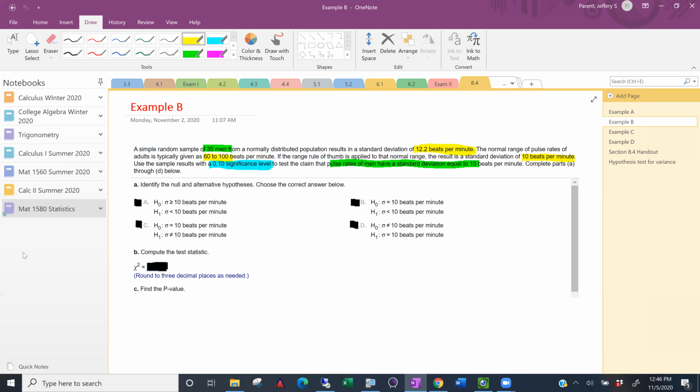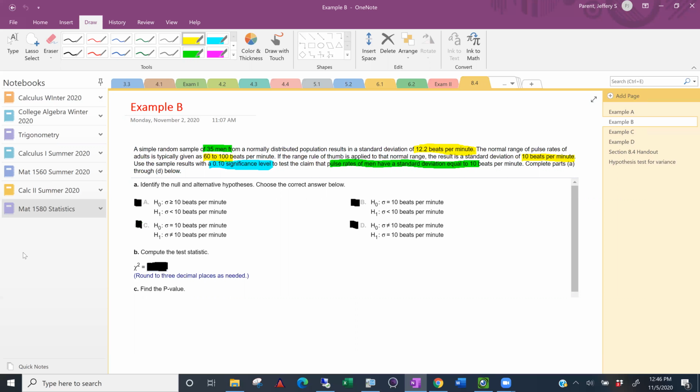Standard deviation. 12 points. 0.1. Oh no, wait, that's a significance level. Sorry. Samples. Oh, it would be 10 beats per minute, right? Nope. Is it 12.2? Yeah, it's 12.2.